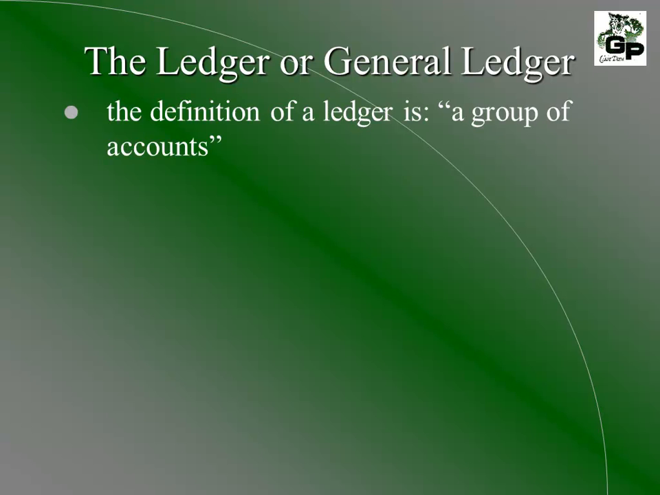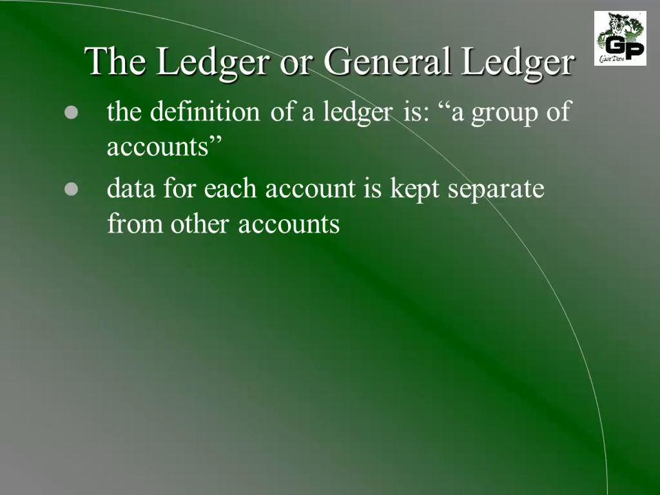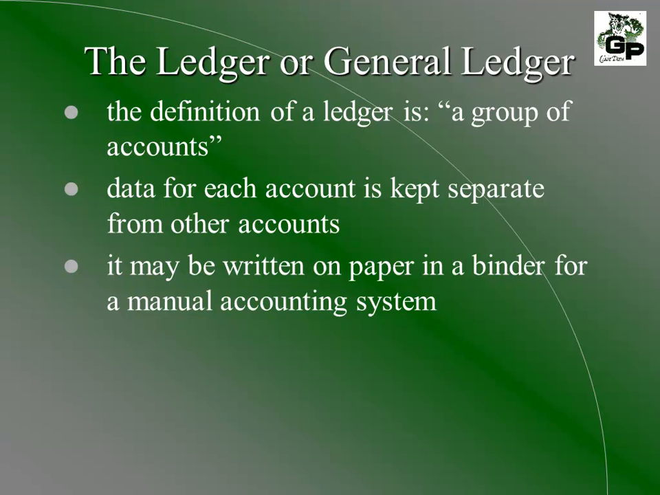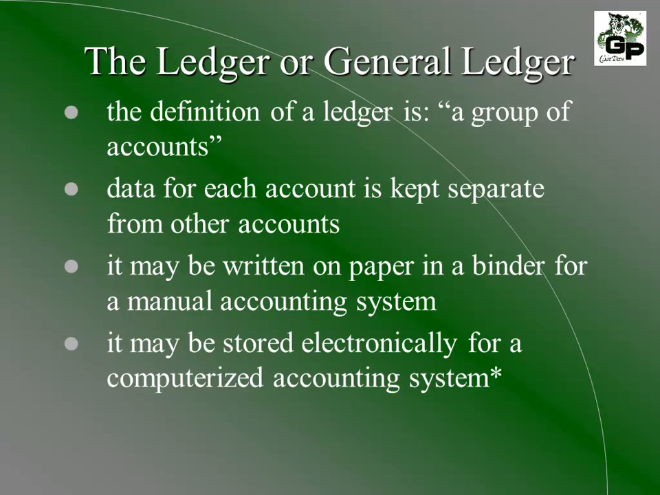Now we need to talk about the ledger, or the general ledger. The definition of a ledger is a group of accounts. That's it. It's a bunch of accounts together in one place. Data for each account is kept separate from other accounts. It may be written on paper in a binder for a manual accounting system, or it may be stored electronically for a computerized accounting system.